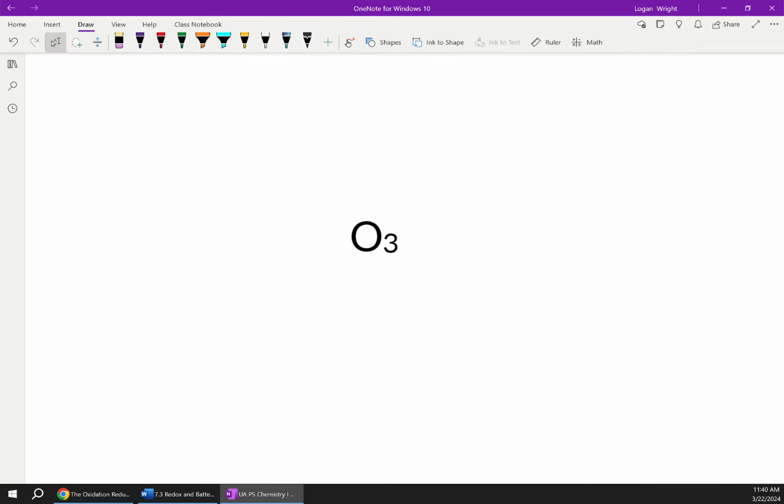O3. Let's just walk through our rules one at a time. Rule number 1, is this a pure element? Yes. So its oxidation number is 0 and we're done. Yay!